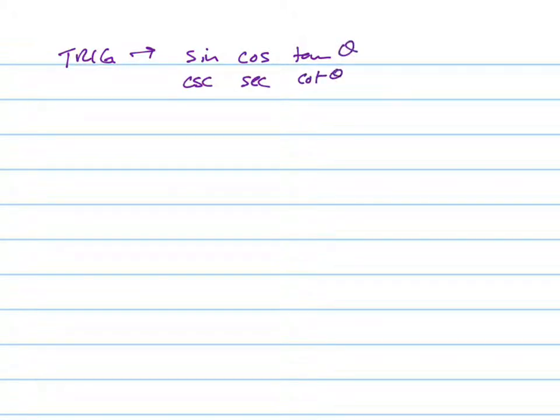Let's talk about trigonometry and the unit circle. So first of all, let's talk about trigonometry. Trigonometry is the basic right angle trig. Right angle trig means that you're dealing with the sine, cosine, tangent, cosecant, secant, cotangent of an angle.